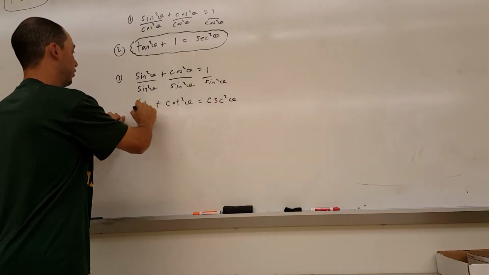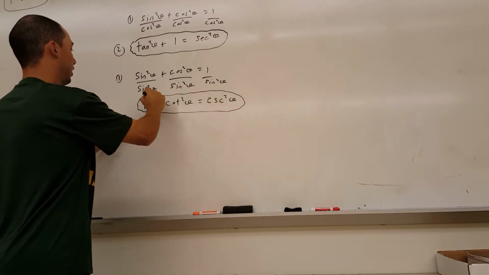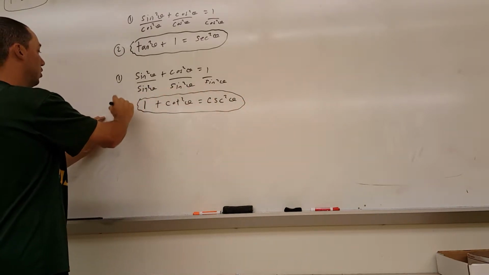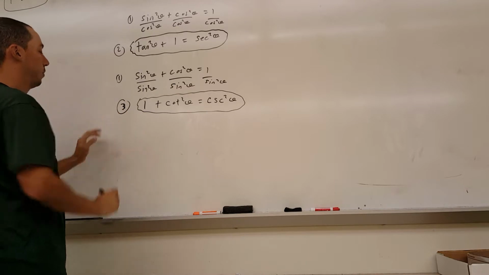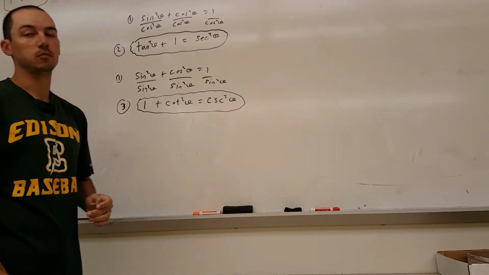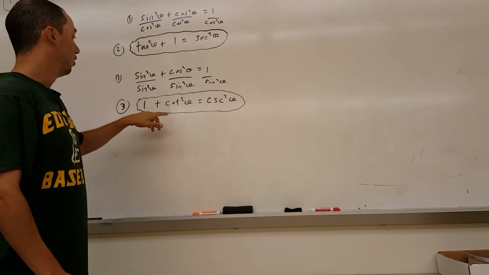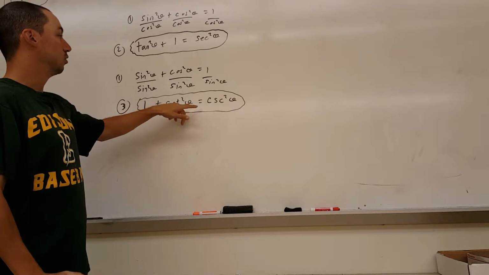And there's your third version of the Pythagorean identity that you need to know, like the back of your hand, or like you know your name. You don't memorize your name, you know your name. 1 plus cotangent squared theta equals cosecant squared theta.